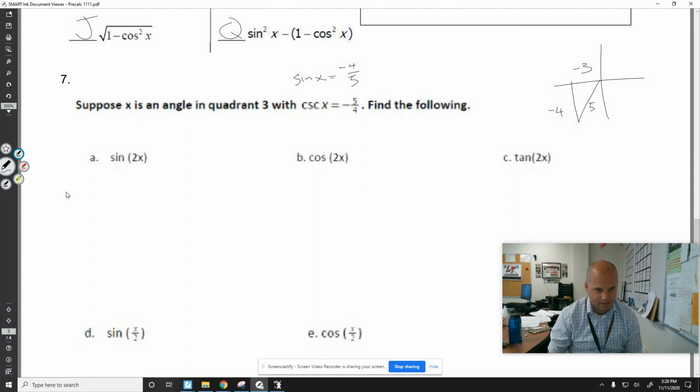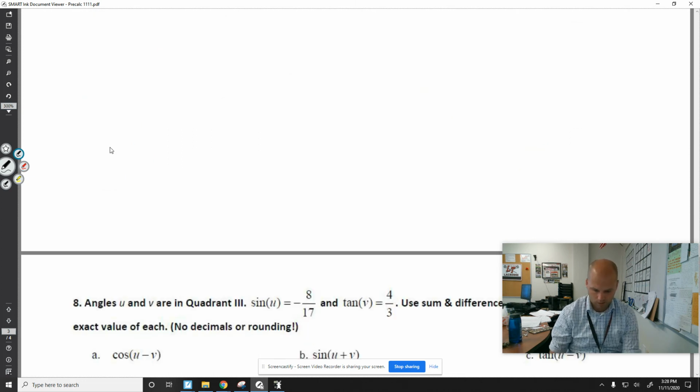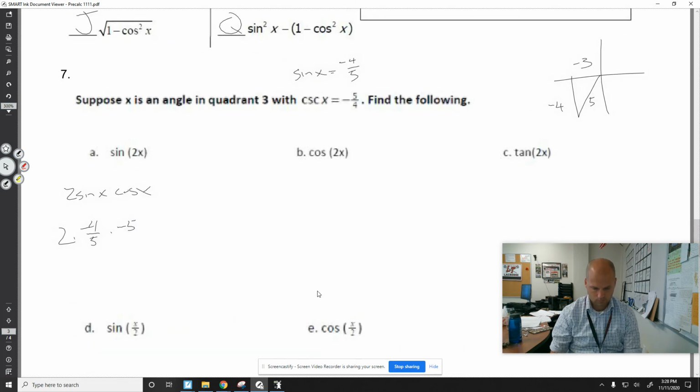Sine 2x is going to be 2 sine x cos x. That's 2 times the sine of x, negative 4/5. The cos x is negative 3/5. At least it's not like crazy numbers. So that's 12 times 2, 24/25ths.